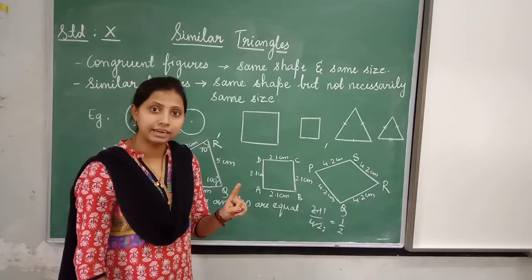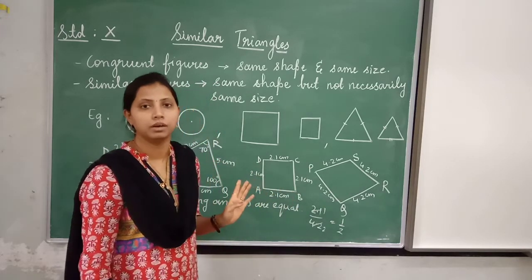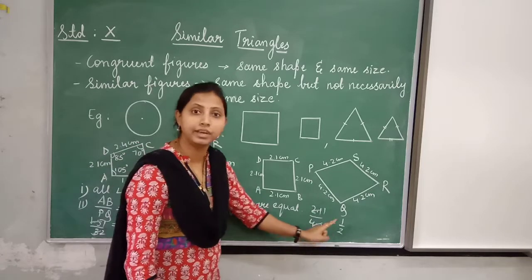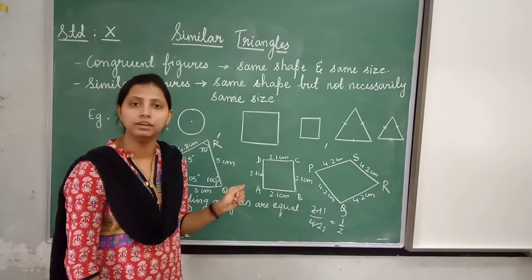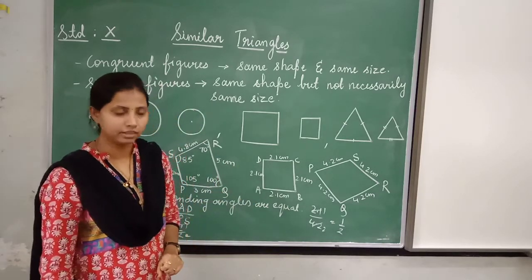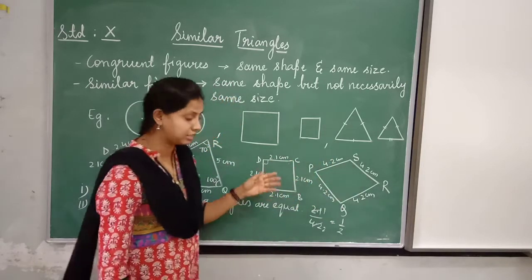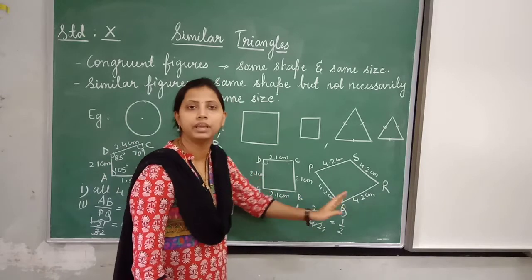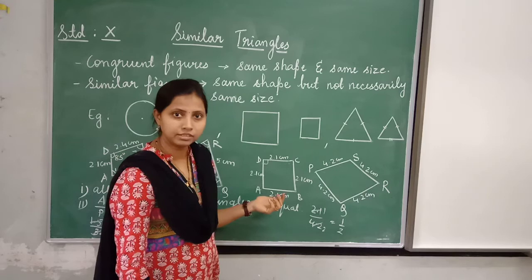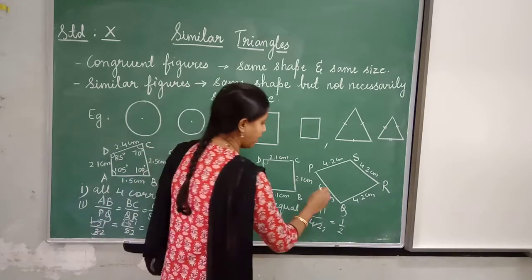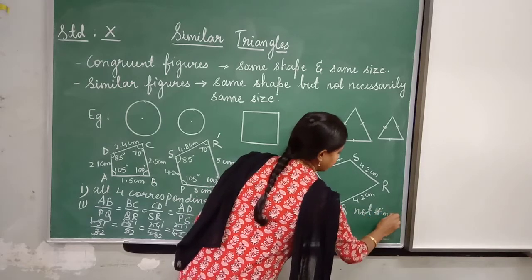But only by that condition can we tell the two figures are similar? No, we cannot tell that the two figures are similar even though the ratio of their sides are equal. Why, children? Because we have to also see the corresponding angles. The corresponding angles of ABCD are not equal to the corresponding angles of PQRS. They do not have the same shape. So these two figures are not similar to each other.